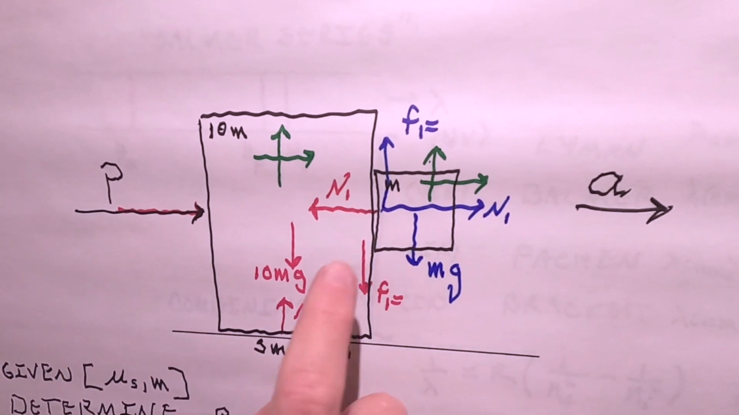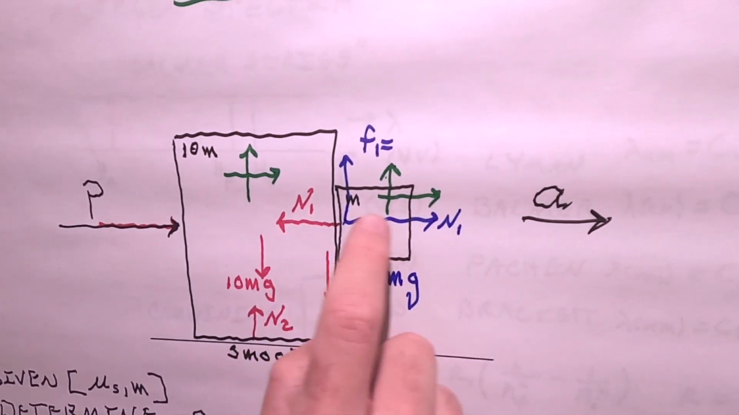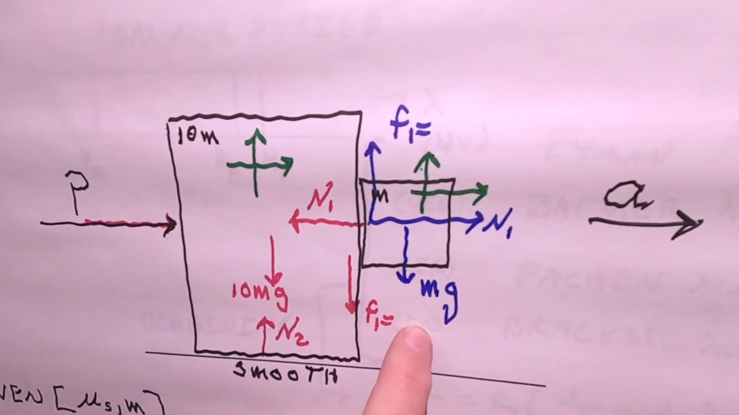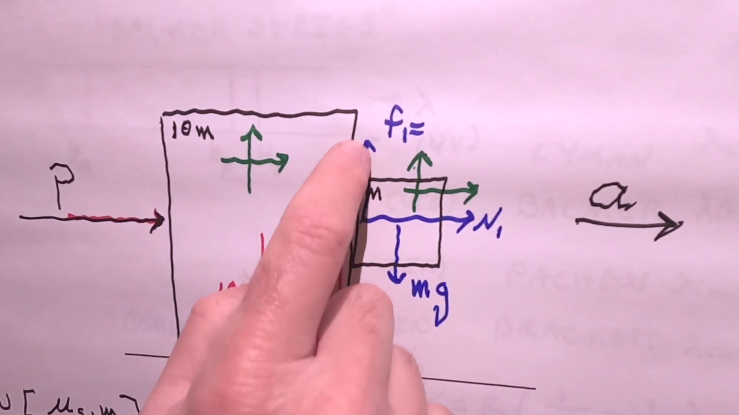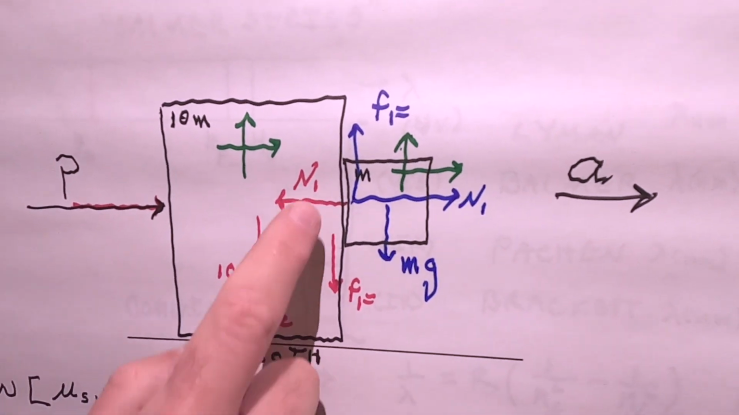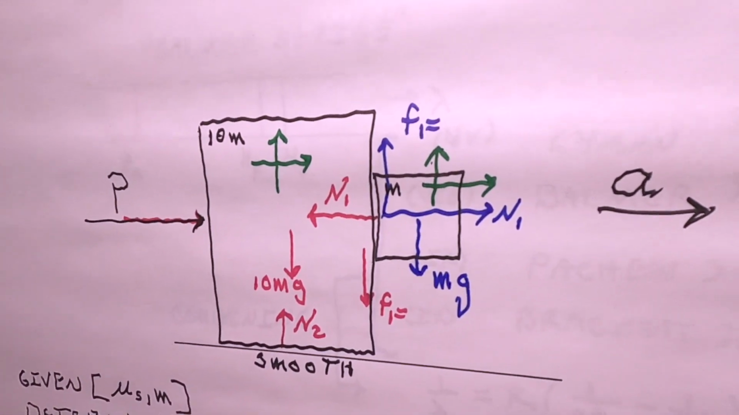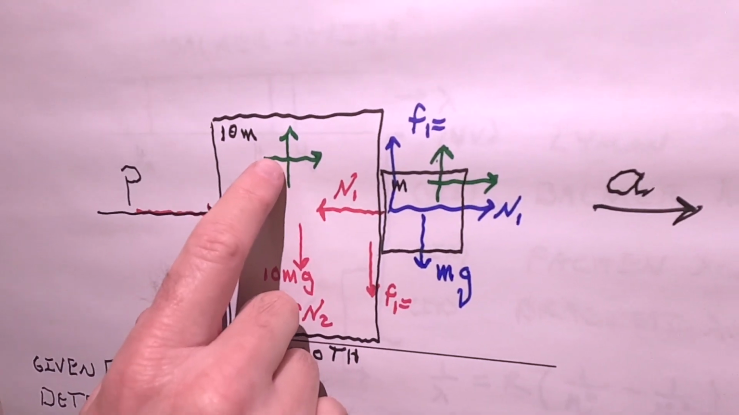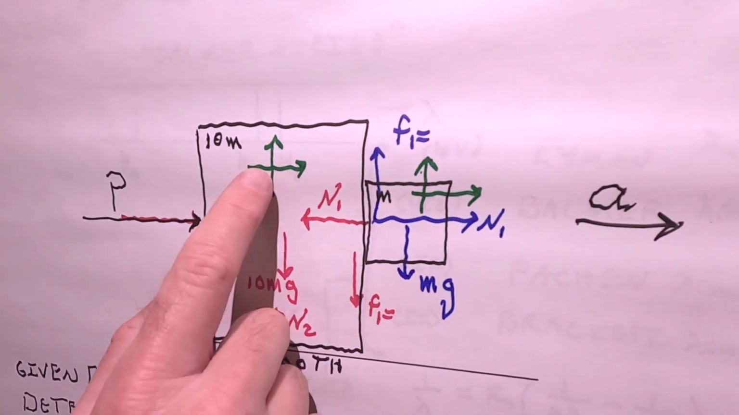The other block over here, we have the same normal. These are equal and opposite reaction forces. We have the mg, and we have the frictional force. Remember, for every friction, there's an equal and opposite friction on the other block right here. So here's all the forces. I put my coordinate system in. I'm going to call these directions positive.